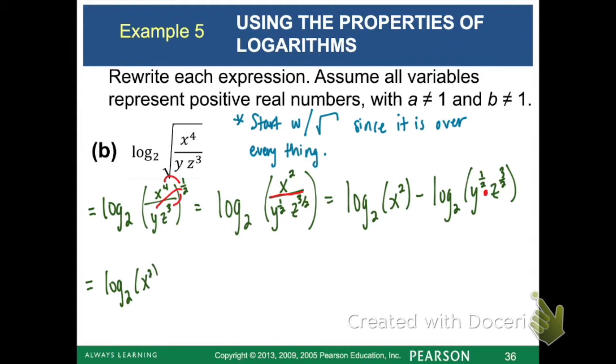So log base 2 of x squared stays the same, minus, and now I'm going to break that log up into 2 logs with an addition symbol. Okay, so now what I'm going to do is take the negative that's in front of the orange brackets and distribute it.